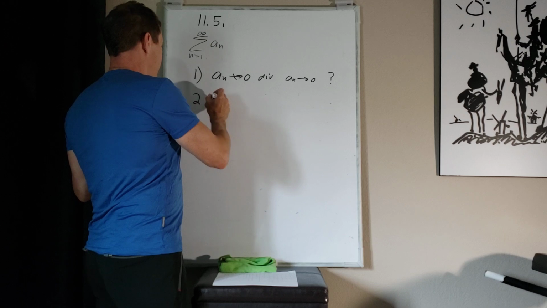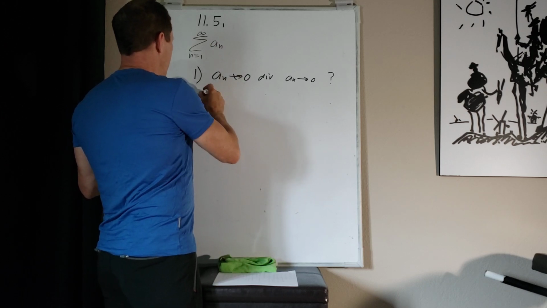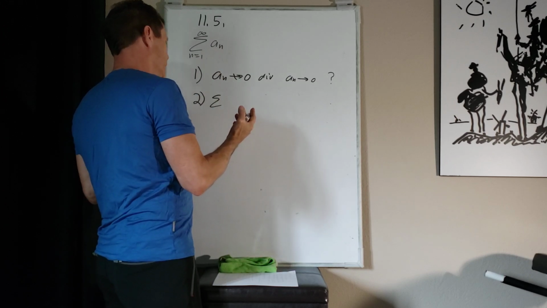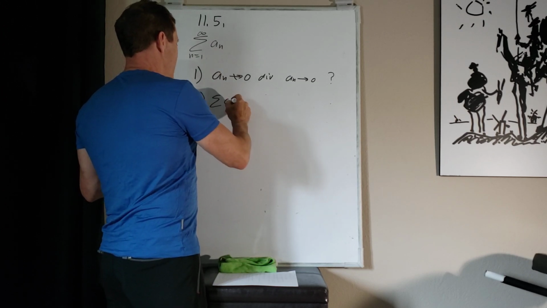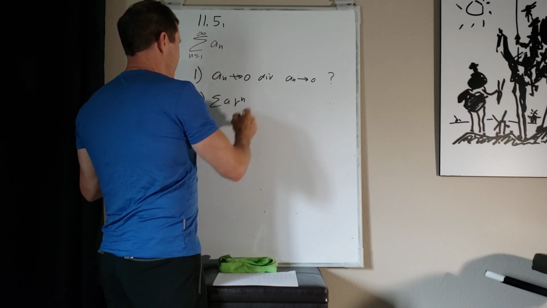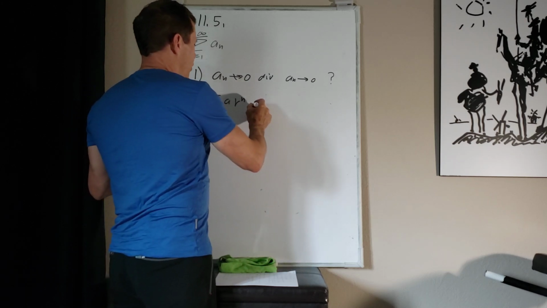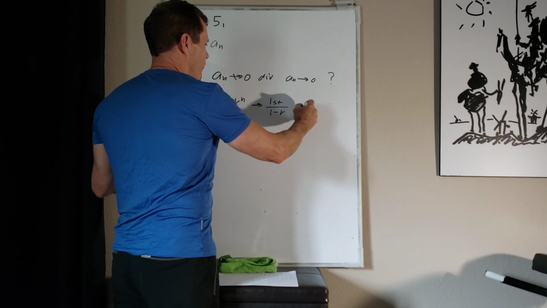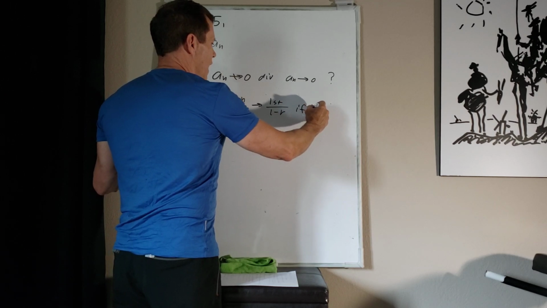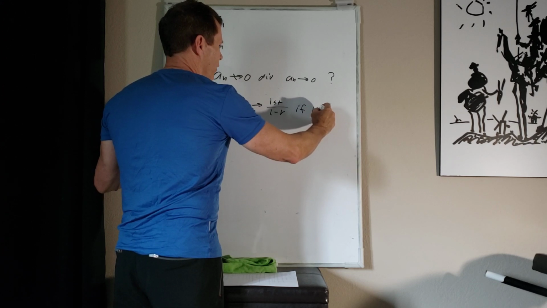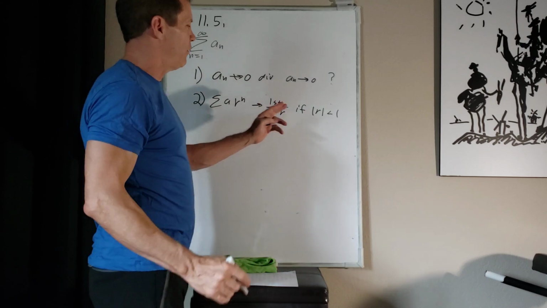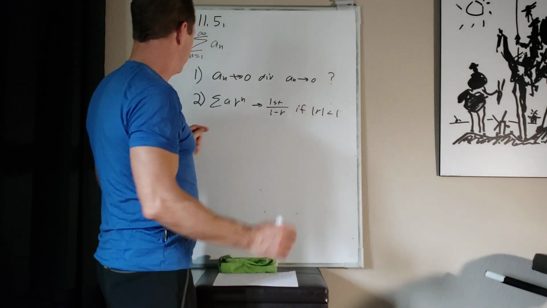Second thing, if you got the summation of a r to the n, the geometric series, that goes to the first term over 1 minus the ratio if the absolute value of r is less than 1. Okay? If the absolute value of r is bigger than or equal to 1, it diverges.